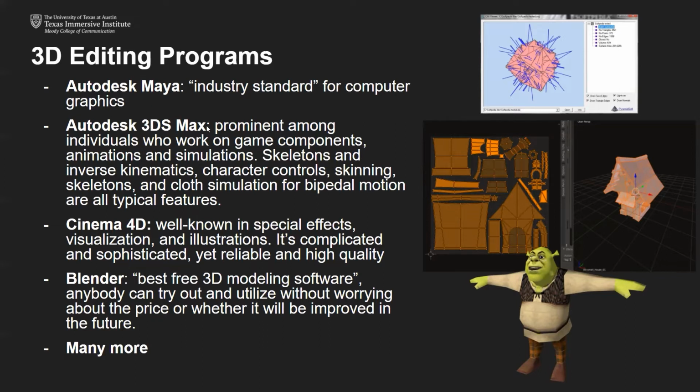3ds Max is a more advanced version of Maya from what I understand, but it's also used in gaming and animation and architecture, but it's also Autodesk, so I assume that there's a lot of crossover. I haven't used 3ds Max. Cinema 4D is used a lot for effects and scripting. You can get some really nice renders out of Cinema 4D. There's a lot of rendering engines that it comes with.